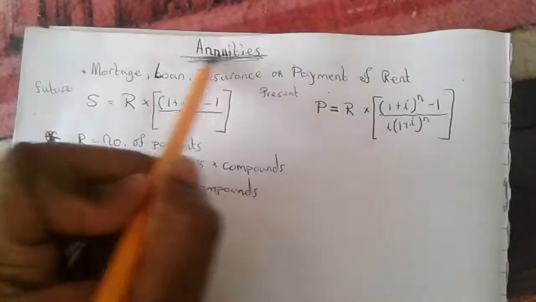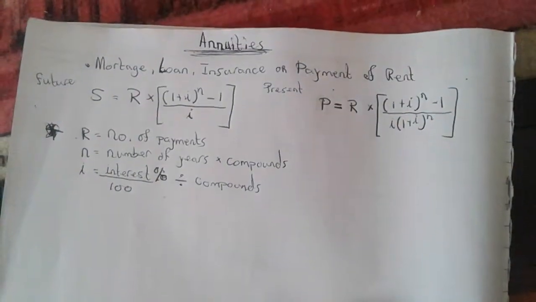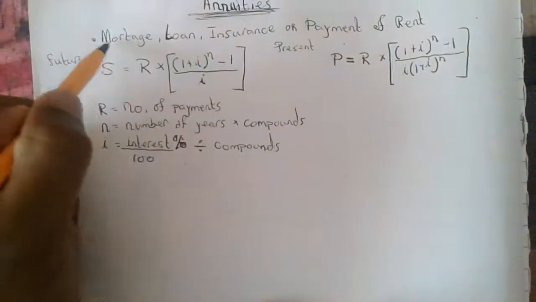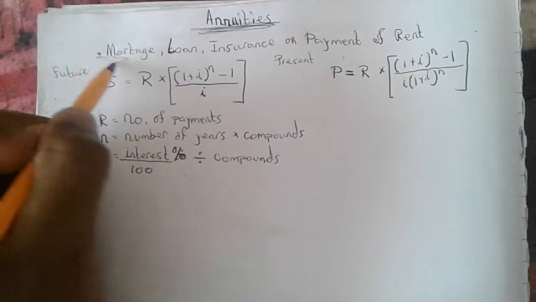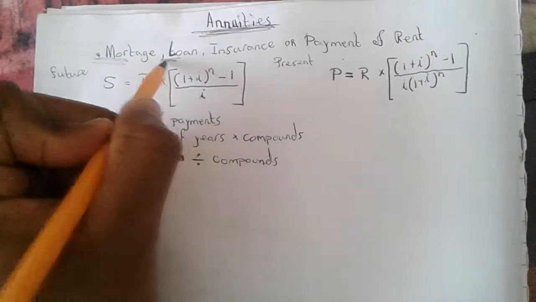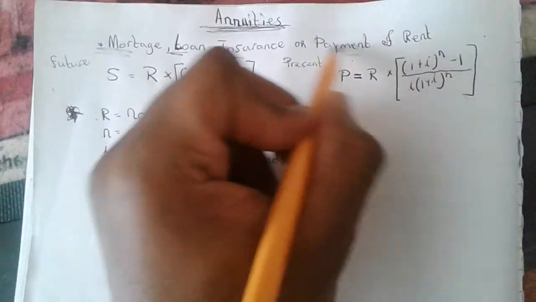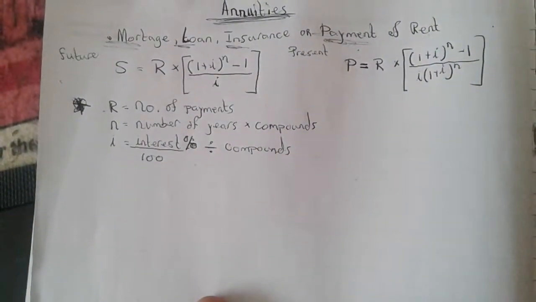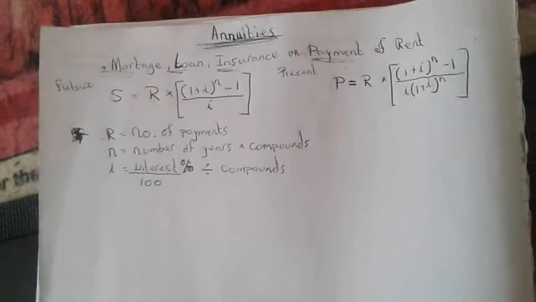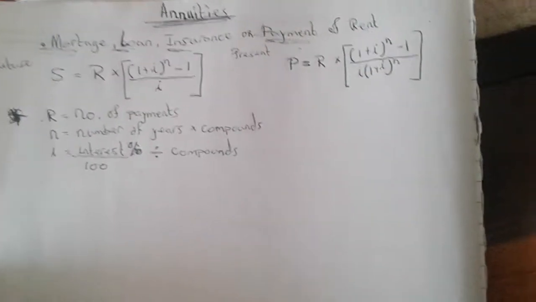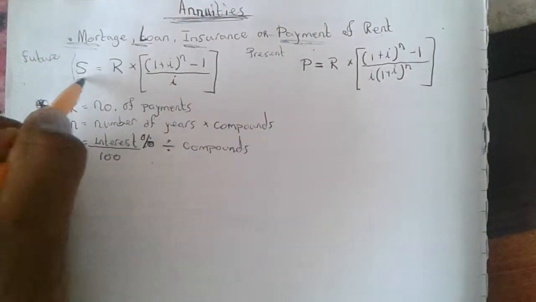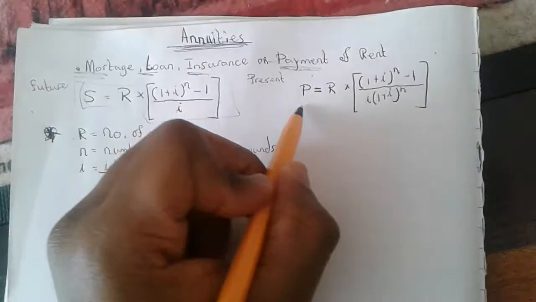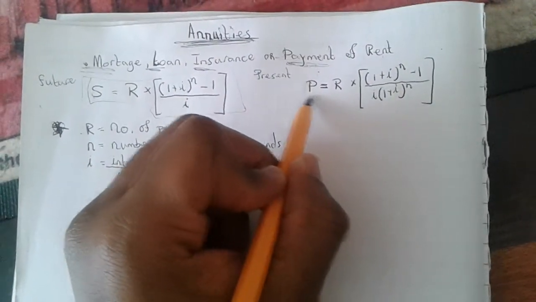This is annuity, still on financial math part 3. Now annuity, how do you see it? It's either the person will be paying a mortgage, which is a house or whatever, a loan, insurance, or the payment of rent. Annuity is paid with equal amounts every month. Now, this is the formula of future annuity, which is S equals R and all that. This is the formula of present annuity.